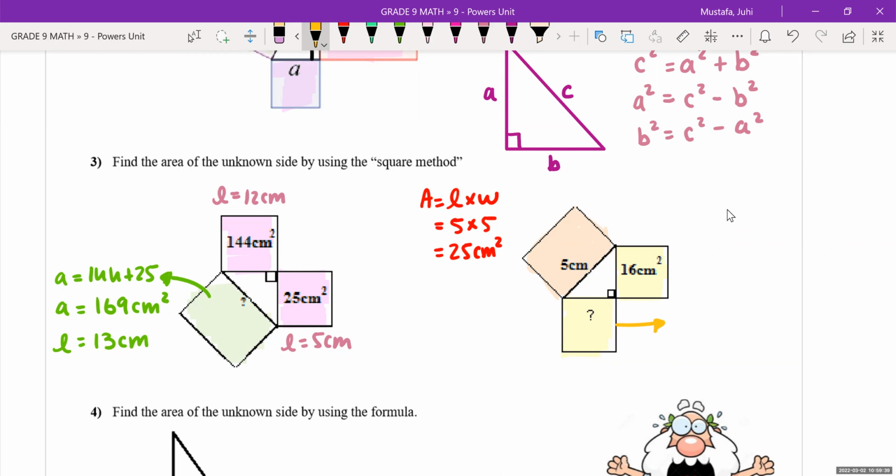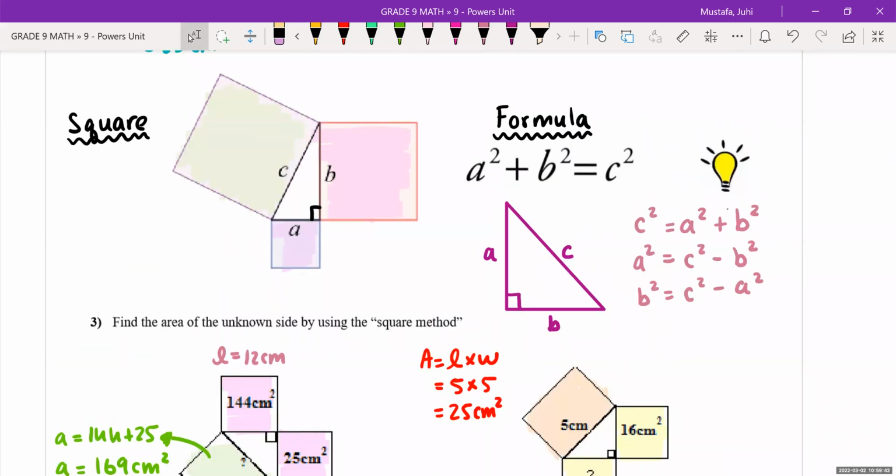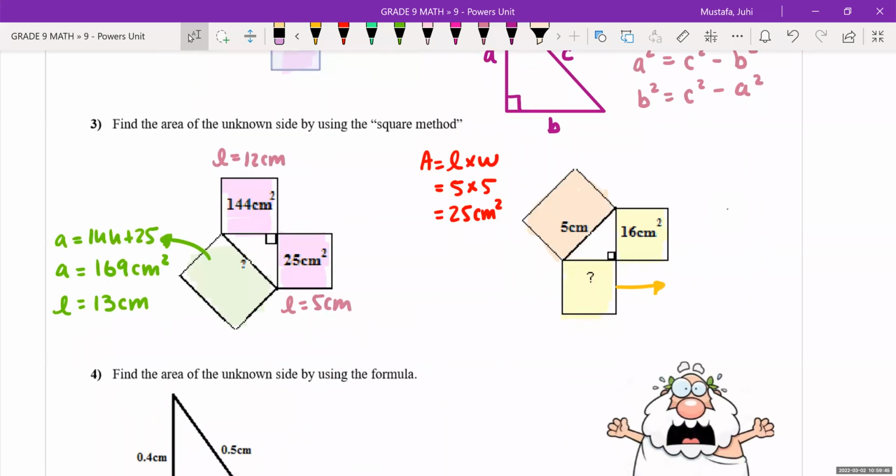Because if you mark the box at 25 centimeters squared, you can count that as b, and then you can count 16 centimeters squared as a, and it says that b squared equals c squared minus a squared, so you can subtract that.